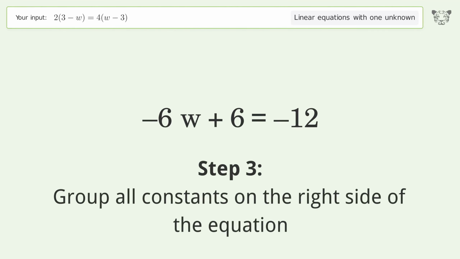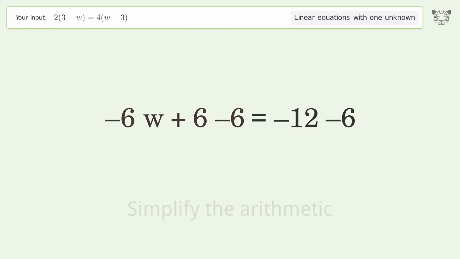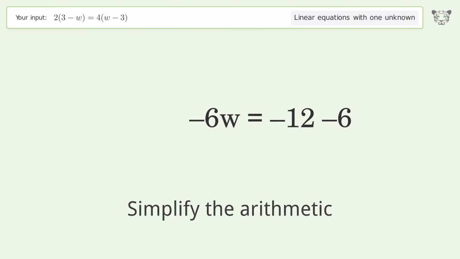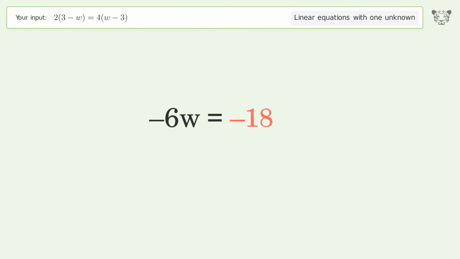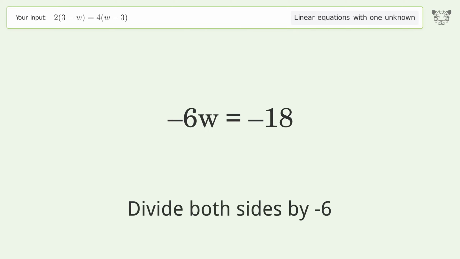Group all constants on the right side of the equation. Subtract 6 from both sides. Simplify the arithmetic. Isolate the w. Divide both sides by -6.